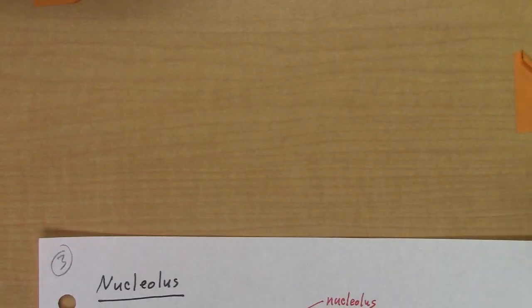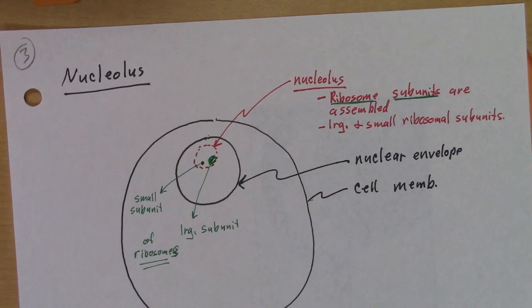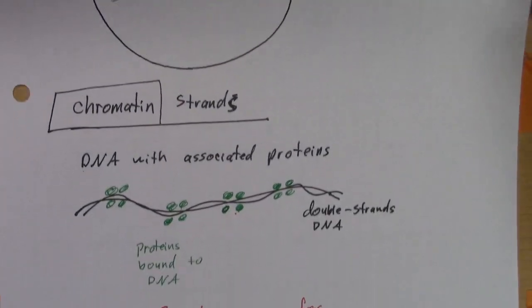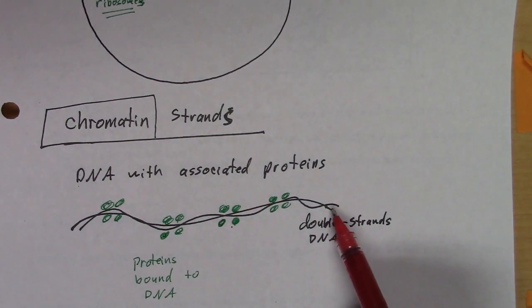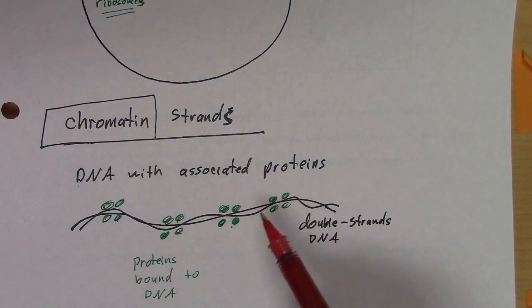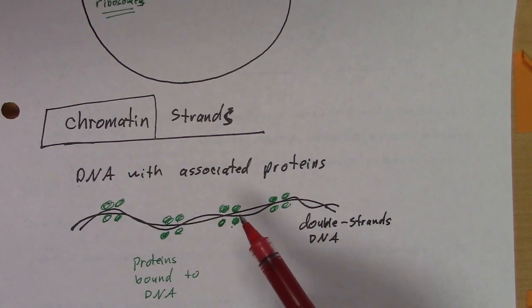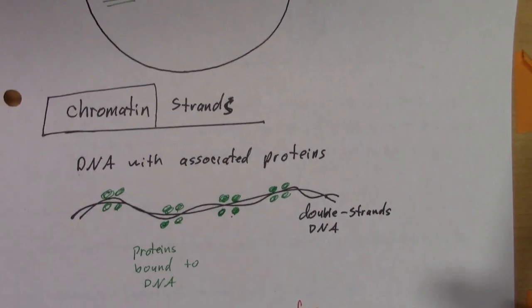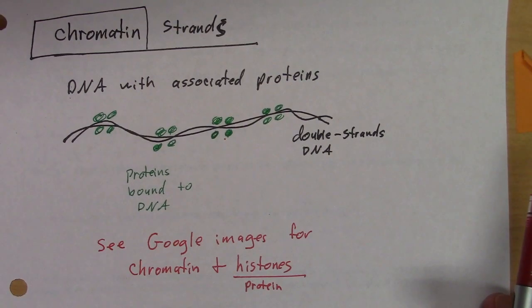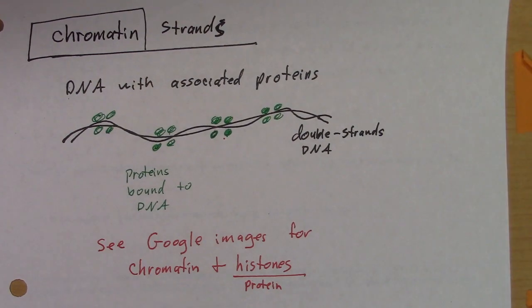And we had a picture that looked sort of something like this, where we left off. This was our DNA, and these were associated proteins that are bound to the DNA, and the two things together, the DNA with the proteins, equals chromatin. And I suggested that you go find some images in Google or elsewhere for chromatin and histone proteins. So I found a couple illustrations in another book that I will show you quickly.